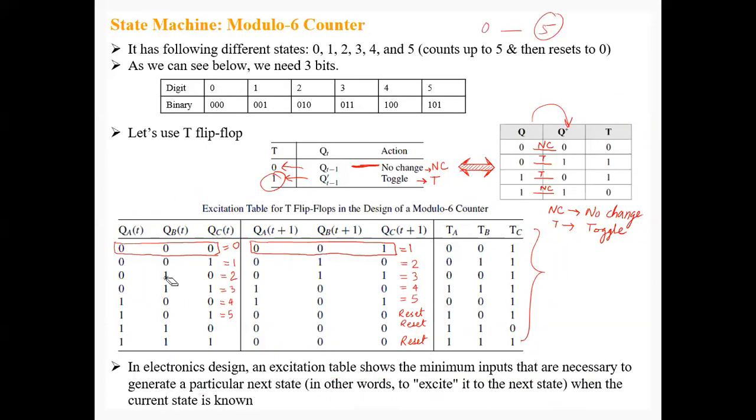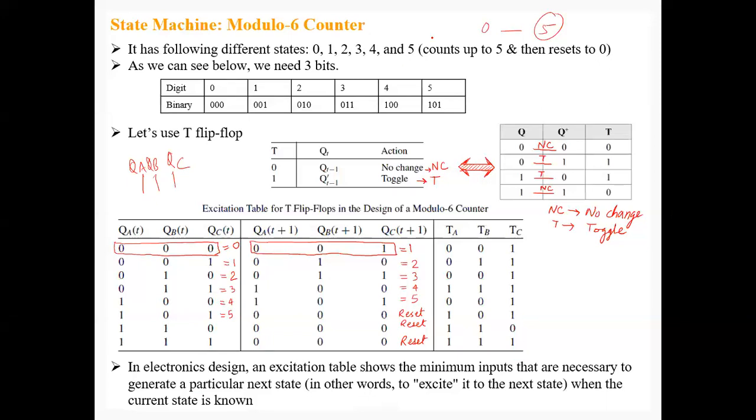Let's do that. Now help me here. What are the possible combinations of QA, QB, and QC? You have three flip-flops, right? So this is your QA, this is your QB, this is your QC, the output. QA can be 0, QB can be 0, QC can be 0. This is one of the combinations. The next combinations could be 0 0 1, 0 1 0, 0 1 1, 1 0 0, 1 0 1, 1 1 0, 1 1 1. We don't have more than that, right? So these are the combinations we have.